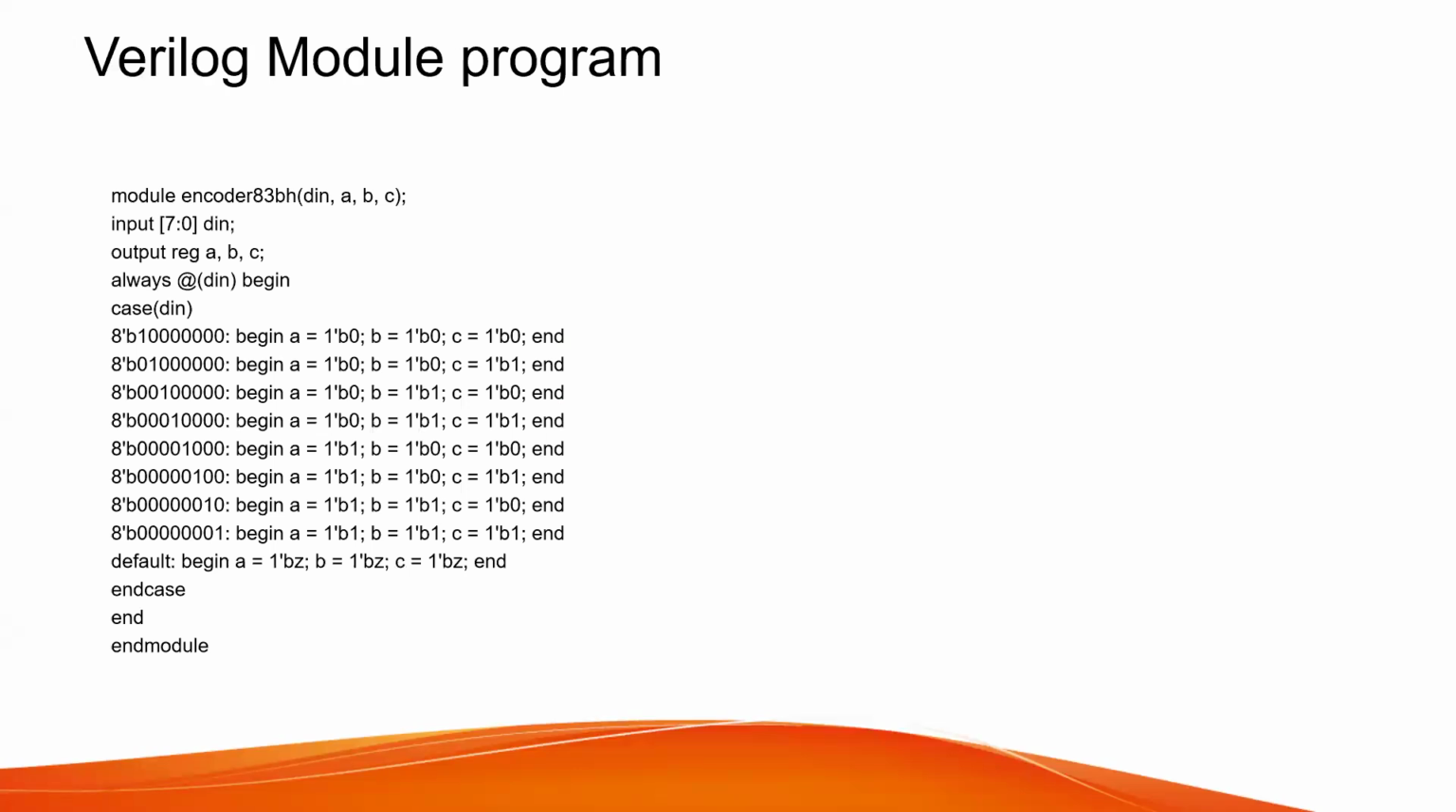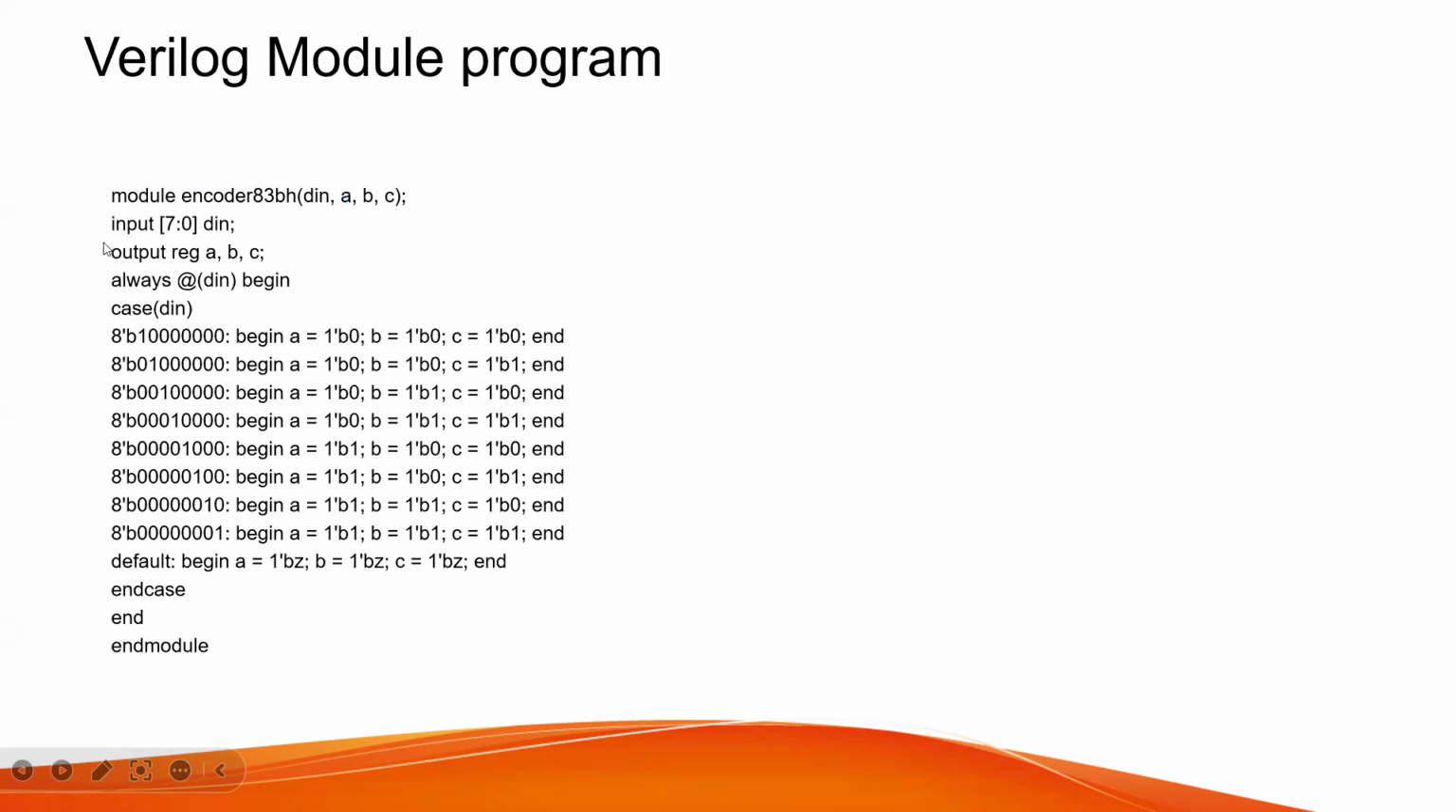This is the Verilog module program used to implement the design of the 8 to 3 encoder. As you can see, the first line contains the name of the module, encoder 8 to 3, and in the brackets are D, A, B, C, which are the variables representing the input and output signals.